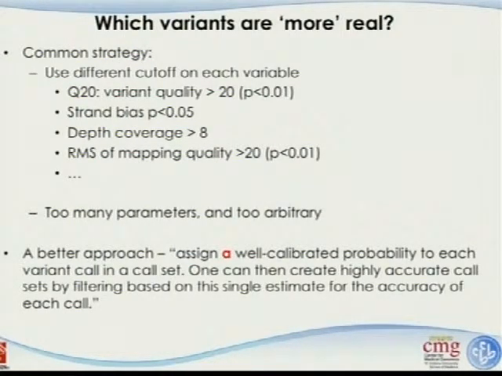So a better approach would be, based on all these variables, how can we assign a well-calibrated probability, one continuous value, to each variant call in the call set, so that one can then create highly accurate call sets by filtering based on this single estimate. I still need to make an arbitrary cutoff, but I only need to make one arbitrary cutoff rather than 20 of those, which is always too scary to me. Does the rationale behind this make sense?